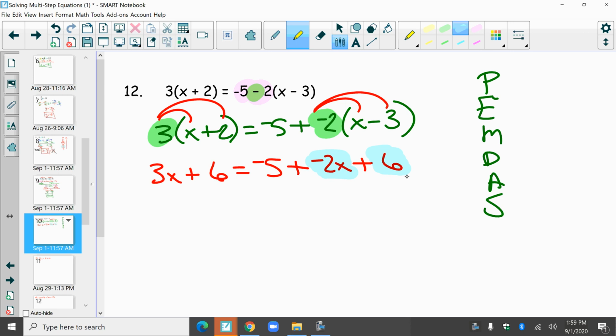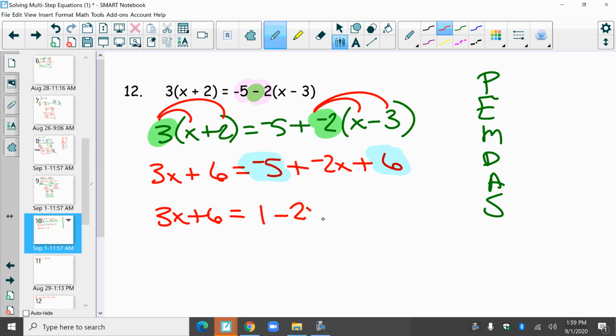So now we're going to combine like terms, and my like term is going to be negative 5 and 6 over there. So I have a 3x plus a 6 is equal to 1 minus 2x. So now I've combined like terms on each side of my equation.